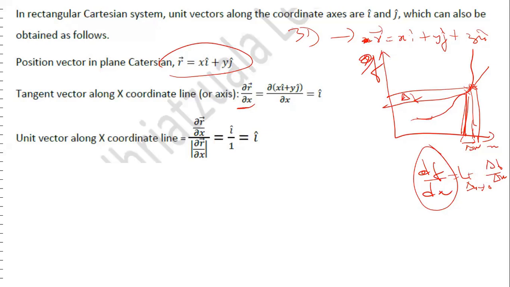So if you know the position vector, you can obtain the tangent vector along the x coordinate by differentiating with the x variable. When you differentiate with the x variable, the tangent vector is i. Unit vector is simply the tangent vector divided by its magnitude. The magnitude of this is 1, so this is i.